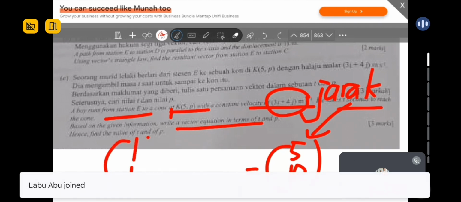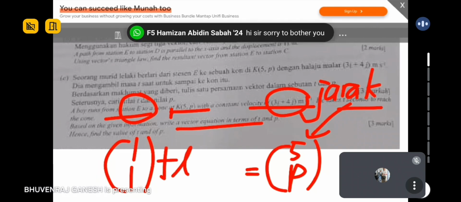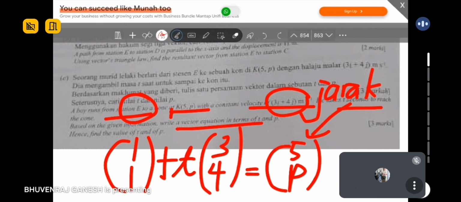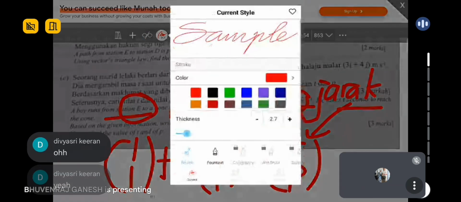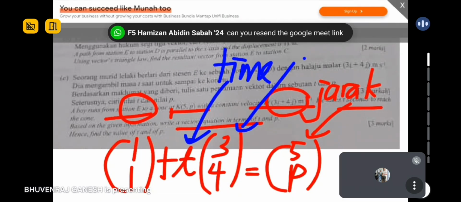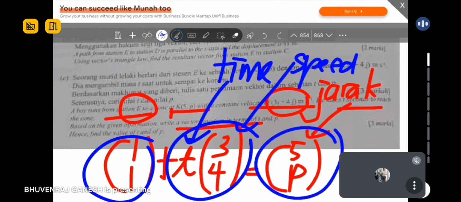So he starts at E. Dia mula kat E. So coordinate E is 11. Then you plus with time times with 34. Do you all understand this equation? Boleh faham? This one is your time. This one is your speed. So speed times time, you get distance. Distance plus distance equal to distance. Make sense, right guys? So this is the concept. This is the vector equation, persamaan vector.